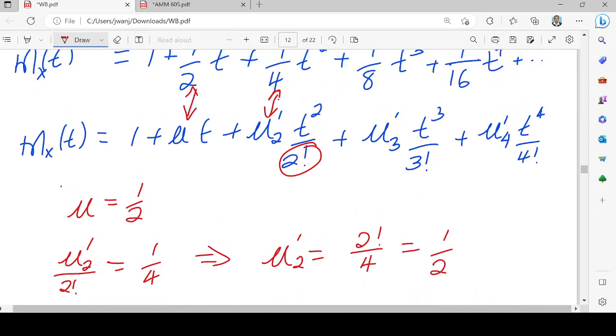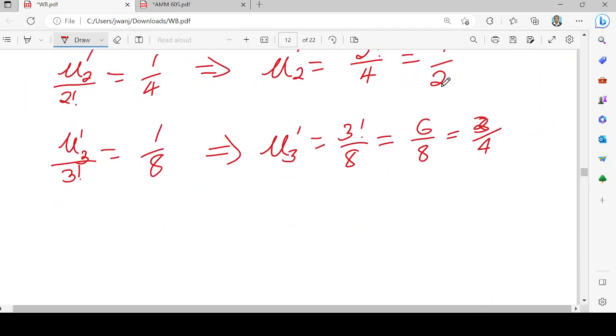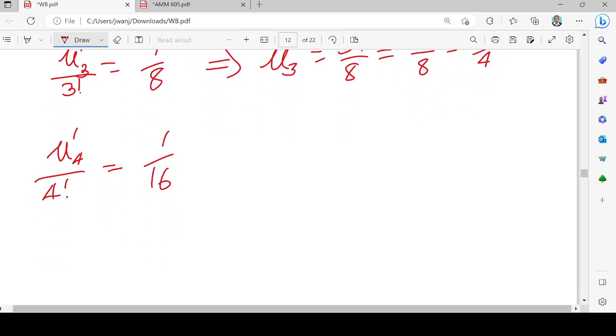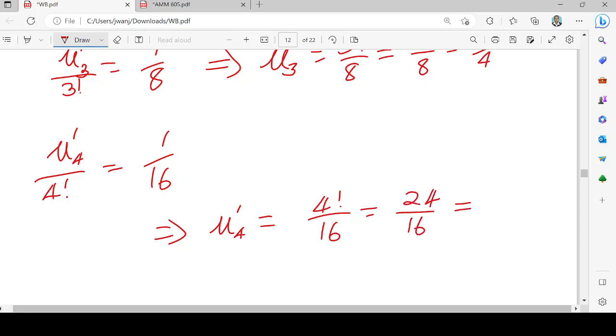We can equate the next term. This one, all over 4 factorial, is 1 over 16. So we can write the fourth moment, all over 4 factorial, is equal to 1 over 16. And this implies that the fourth moment about the origin will be equal to 4 factorial all over 16. 4 factorial is 24. So 24 over 16 is the same as 3 divided by 2.